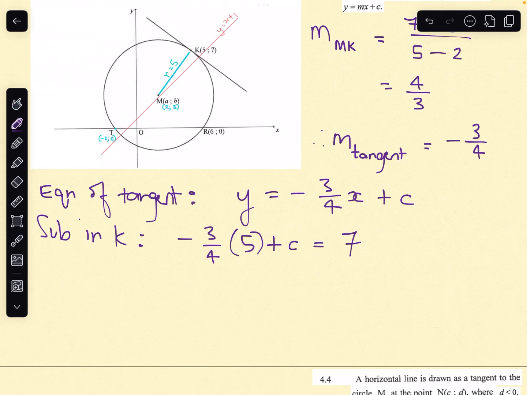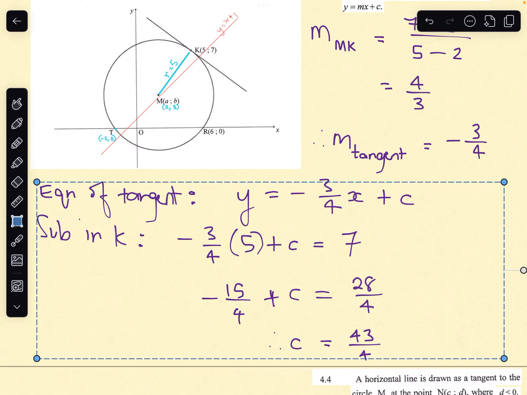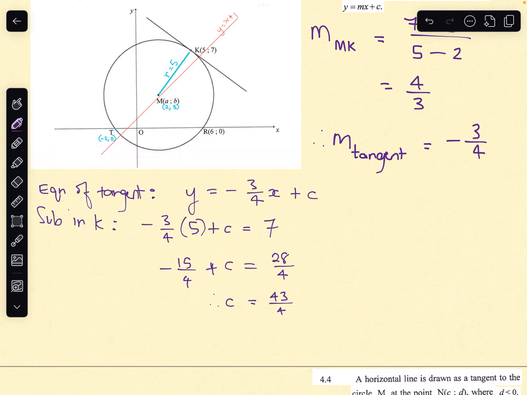Okay, so that becomes minus 15 over 4 plus c, that 4 is giving me heebie-jeebies. And 7 is the same as 28 over 4. So therefore c is equal to 28 over 4 plus 15 over 4. So that would be 43 over 4. Very weird looking numbers. Getting uneasy, but maybe it's worthwhile to just double check all my calcs. But my answer for now is y is equal to minus 3 over 4x plus 43 over 4.